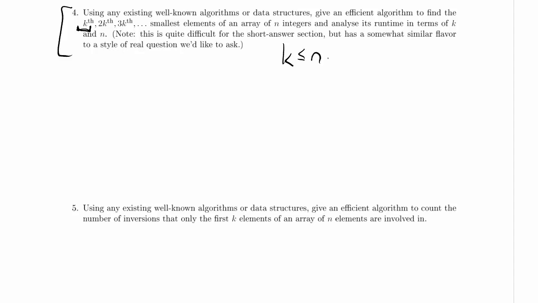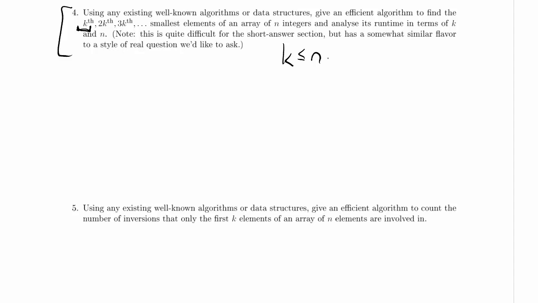Okay. If k is 1, then you're looking for every element of the array: the smallest, the second smallest, the third smallest, the fourth smallest, the fifth smallest, and so on. That's all the elements of the array. If k is 2, then you're looking for the second smallest, the fourth smallest, the sixth smallest, the eighth smallest, the tenth smallest, and so on. If k happens to be equal to n, you're just looking for the nth smallest, the largest, and then you're done. Okay, so different values of k are going to have different results.